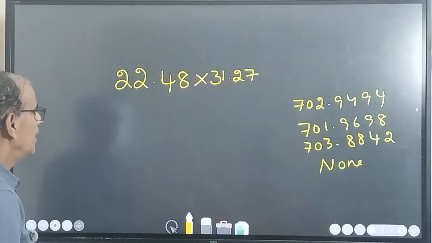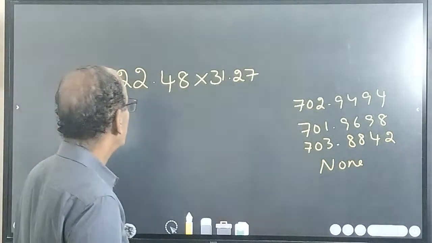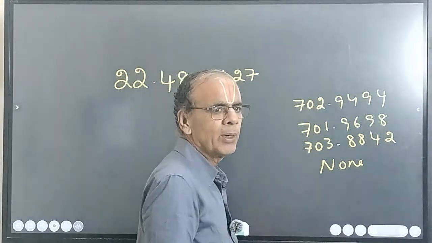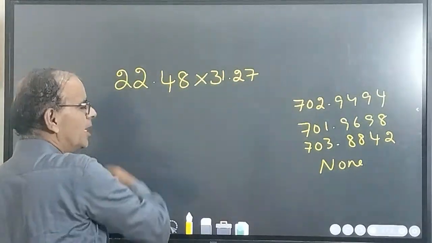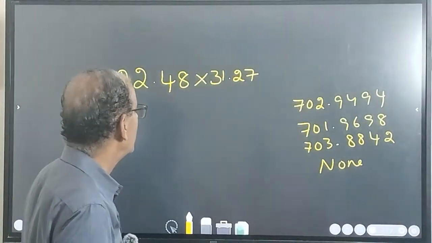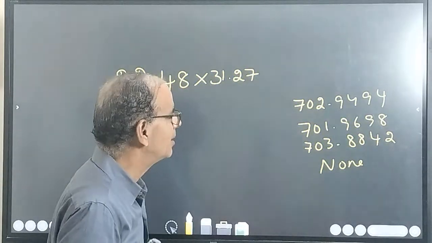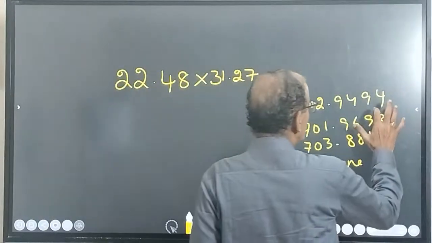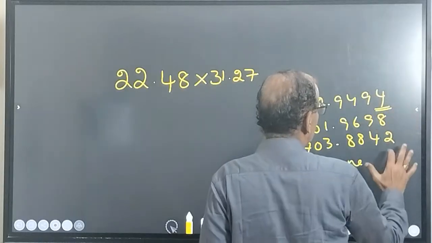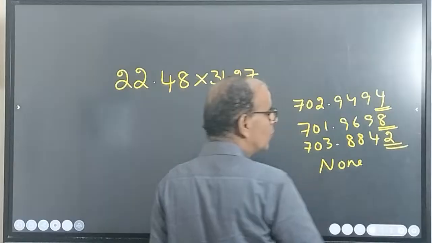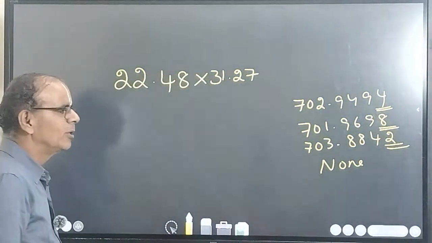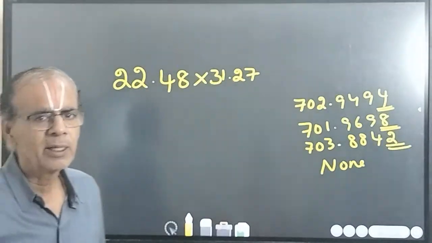So question number 1, 22.48 into 31.27 how much? Straight away you should not start multiplying 7 into 8, 56, 5 etc. Always see the unit digit. This is 4, this is 8, this is 2. எல்லா unit digits என்னவா இருக்கு? Different இருக்கு.